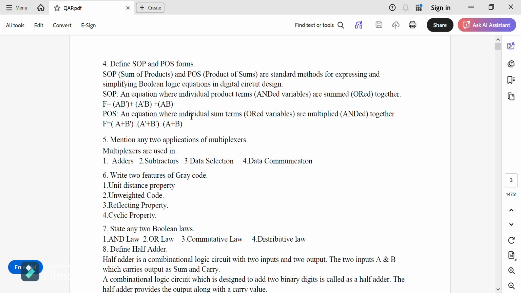Okay. Next, mention any two applications of multiplexer. So mux are used in what? Adder, subtractor, data selection, data communication, etc. Next question, write two features of the gray code. So gray code is mainly used for the unit distance property, like unweighted code, reflecting property, cyclic property, anything.